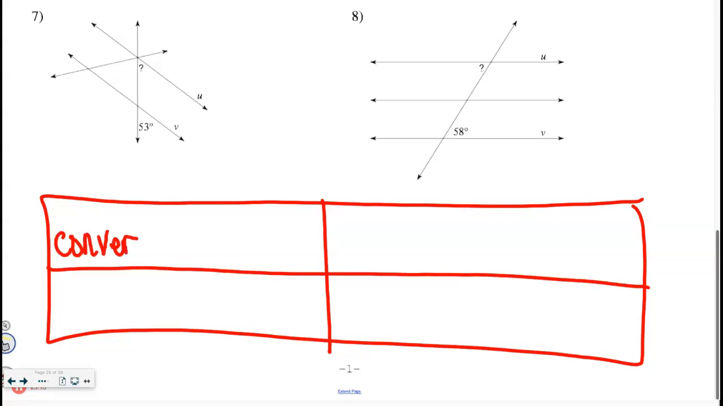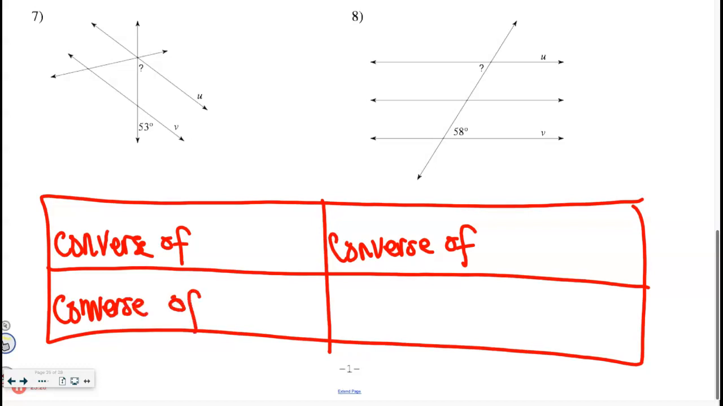Converse of. Converse. If I could count how many times I said converse today. Converse of. Converse of. Converse of. All right.